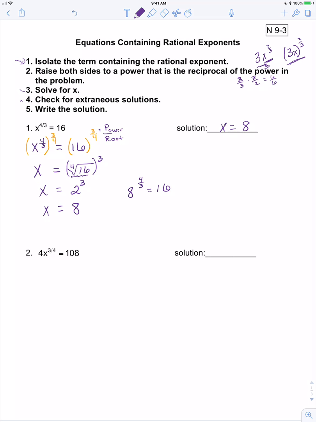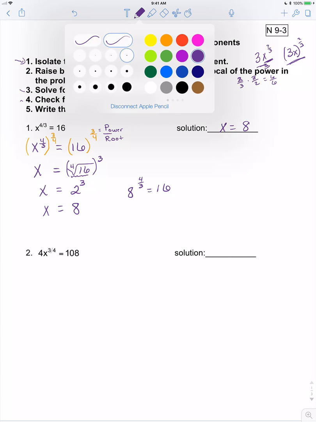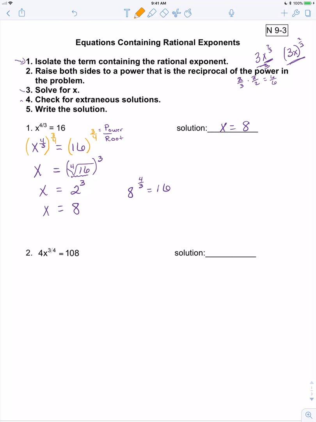All right, so here's another example. 4x to the 3/4 power is 108. Okay, so we told you before, just like in the example that I said at the beginning of this video, that 4 in this instance is not brought to that power. Only that x is brought to a 3/4 power because it's not in the parentheses.